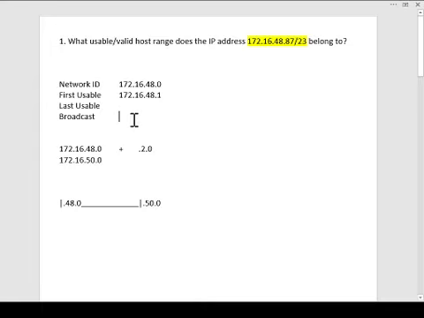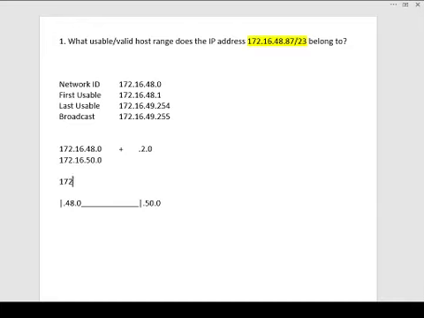We look at the next network ID, it's .50.0. We've got to roll it back one because we can't go over into it. So we're going to go .49.255. Let's go ahead and put everything in there, just to make it a little bit easier. And the last usable has to be one less than the broadcast. So we're going to go 172.16.49.254. You now have your usable range, okay, or your valid.